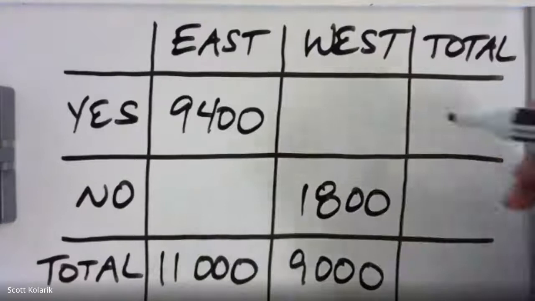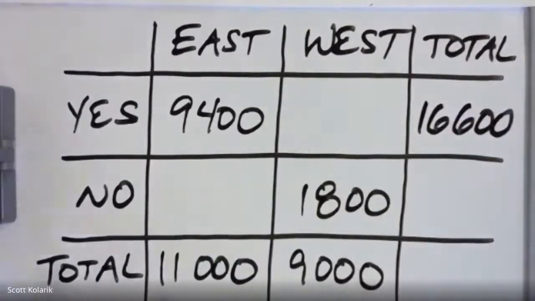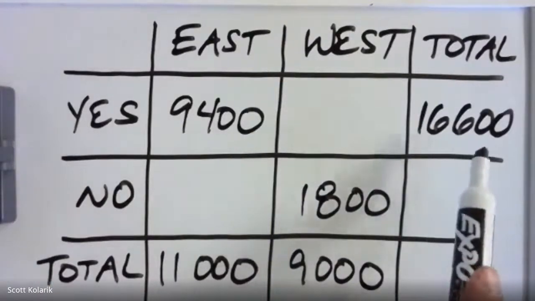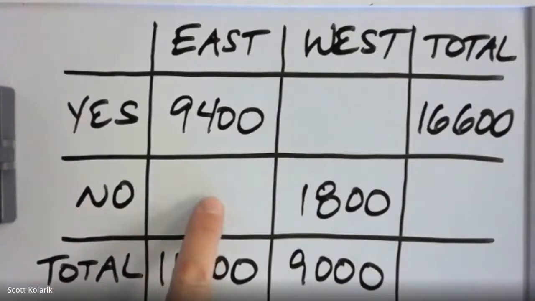And then one more box. Let's go with this guy. 16,600 people total of everyone that was surveyed responded yes, regardless of region. So that's how you'd read those boxes. What you're going to be tasked with doing in this problem number 18 on your final is filling in the blanks.